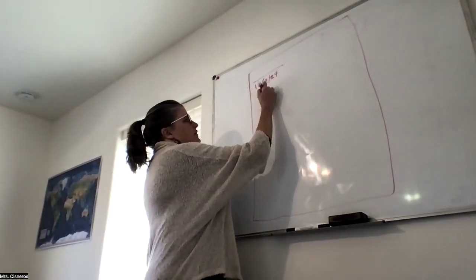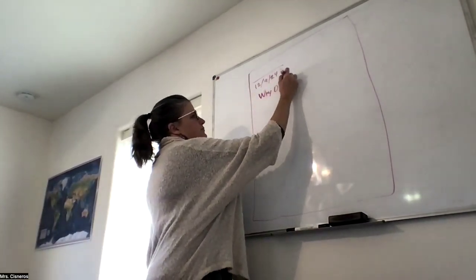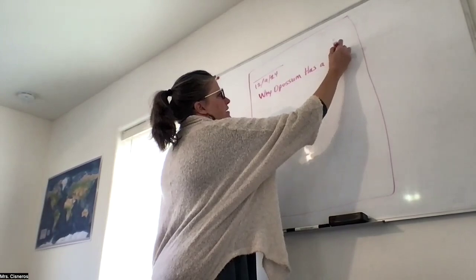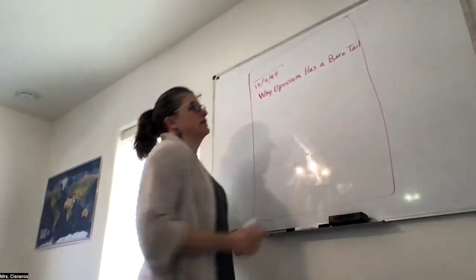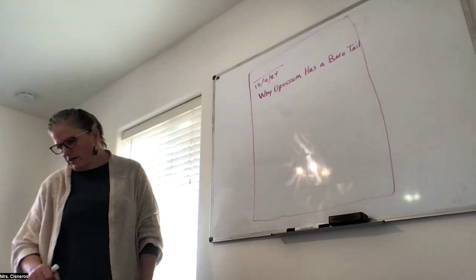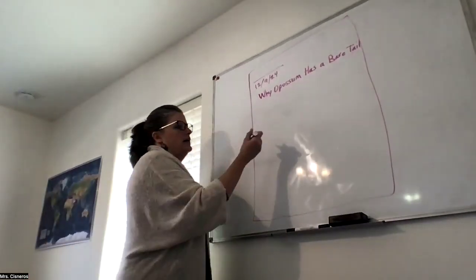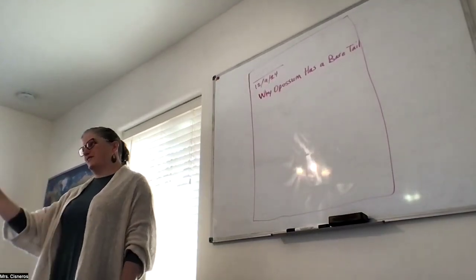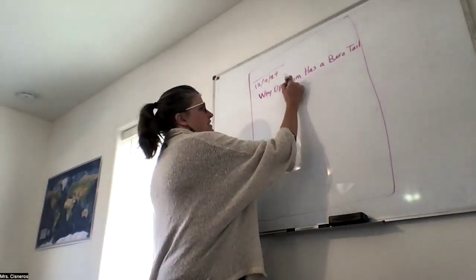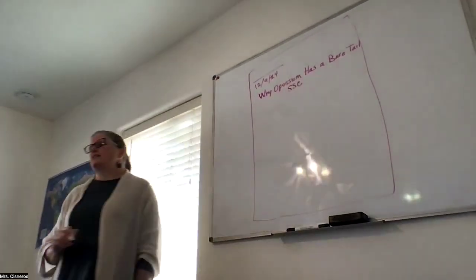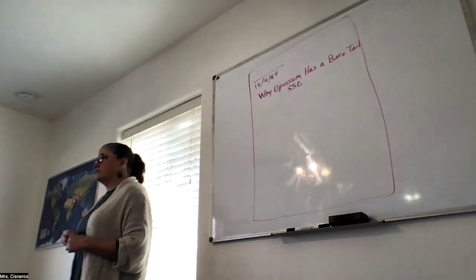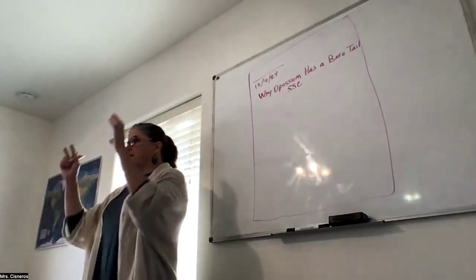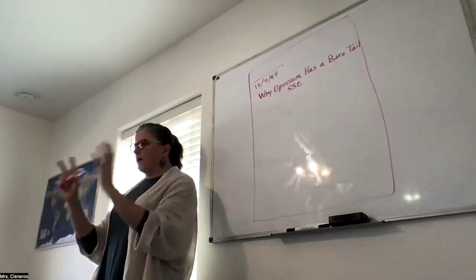So let's write the title. Why Opossum Has a Bare Tail. It's kind of a big title, so make sure you have plenty of room there. And who remembers what SSC stands for? Story sequence chart. We did this with King Midas. We're gonna do it again for this one. And you guys remember, there's like three parts to the story.